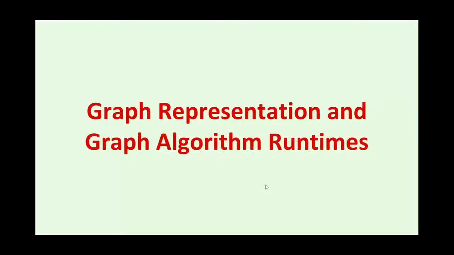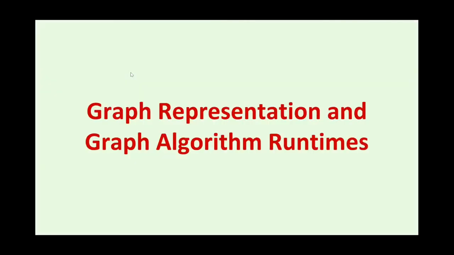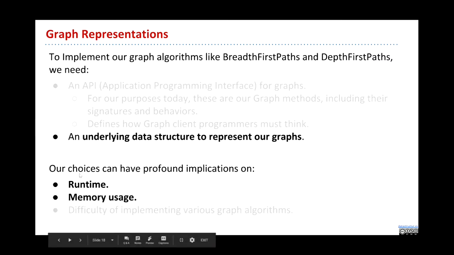All right. So before we come back to actually implementing breadth first and depth first paths, I want to go one layer of abstraction deeper. First we picked an API, as you saw, and we saw how it affected how we think about client programs. And a client is just anything that uses graph. So now we also need to decide what data structures we want to pick to represent our graphs. And whatever we pick will matter a lot. It will have a big impact on runtime and memory usage.